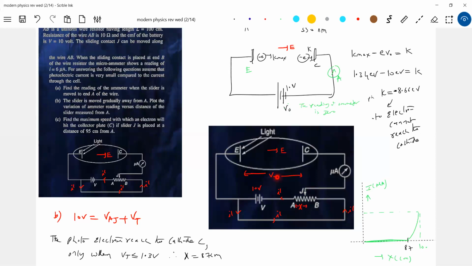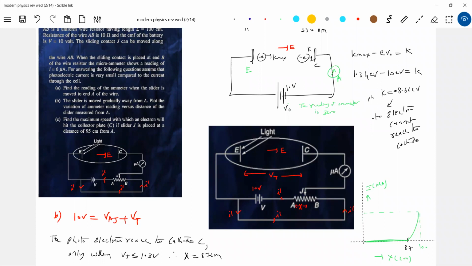As Vt decreases, along with Kmax, other electrons also start coming and striking the cathode. As I decrease Vt more, their rate will also increase. That is why current will increase exponentially. Why will the rate increase, sir? It should increase, no? Because along with Kmax, the electrons with less than Kmax also will come and strike the cathode.